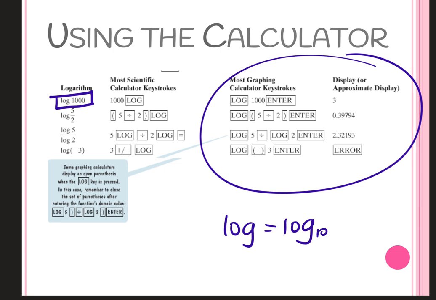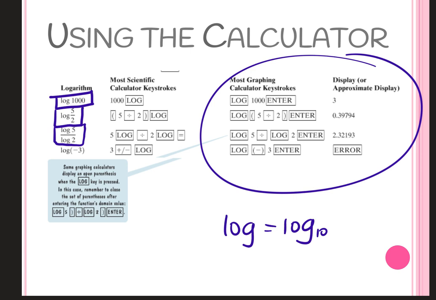If I did log of 5/2, I'm going to do log 5 divided by 2. Make sure it's still in the parentheses. Don't close your parentheses. And then hit enter. And you should get 0.39794. If I want to do log of 5 over log of 2, I have to do log 5, close the parentheses, divided by log 2. And you should get 2.32198 and so on and so forth.